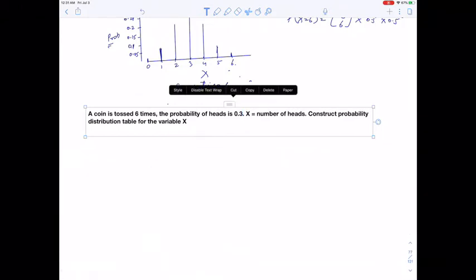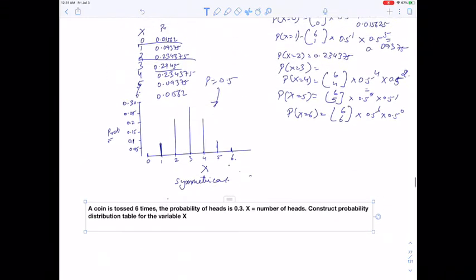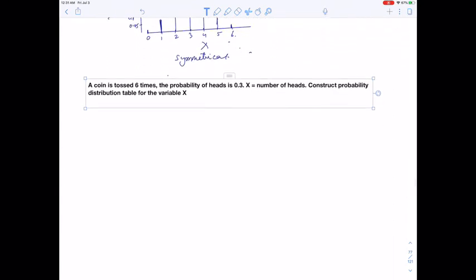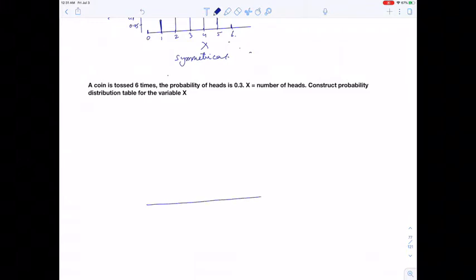Now I've changed it from a fair coin to probability of head being 0.3, which is less than 0.5. I want you to do exactly the same thing as we did before and then construct a probability distribution table. Take a few minutes. This will give you practice on that formula, and then you'll notice that this distribution looks more like this.